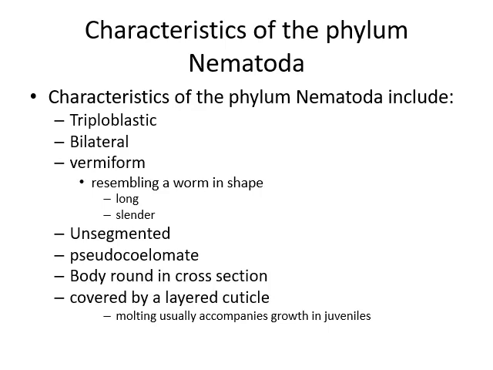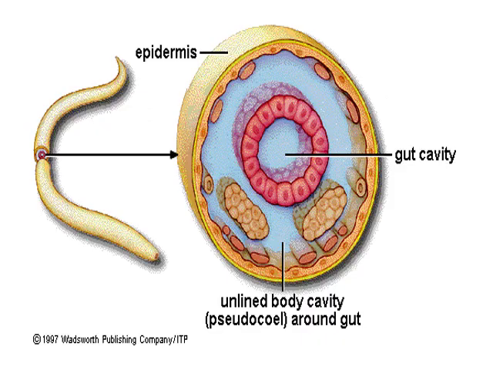not flattened, and covered by a layered cuticle that usually molts, and molting usually accompanies growth in juveniles. As the animal grows, the cuticle will be molted and a new cuticle will form. Here is a diagram in which a nematode cross section is shown that contains gut cavity, pseudocoelom, and epidermis. Pseudocoelom around the gut is the body cavity.